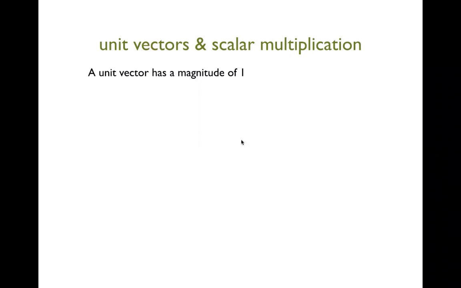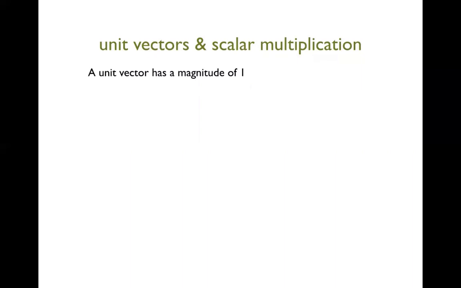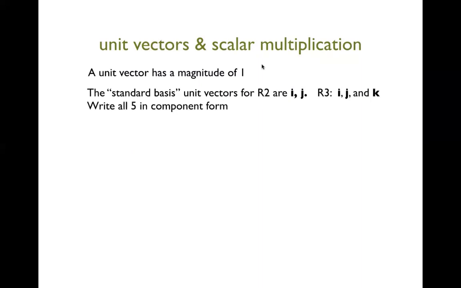Okay, so the unit vectors. We talked about the standard basis unit vectors last time, i and j. But just in general, a unit vector is any vector, as long as it has a magnitude of 1. So any vector with a magnitude of 1, we call a unit vector. And then we did have these special unit vectors called the standard basis vectors. And we said that i was (1, 0) and j was (0, 1).